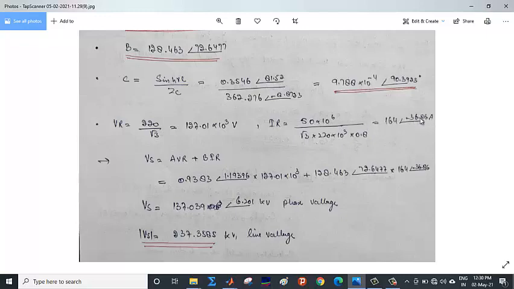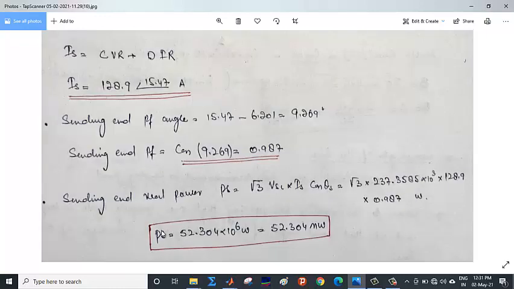It is minus 36.86. So calculating Vs, it is equal to A VR plus B IR. Giving the values of A, VR, B and IR, where this VR has an angle of 0 because we are taking it as reference, this comes out to be equal to 137.039 at an angle of 6.201 kilovolt. This is the phase voltage, and line voltage for Vs, the magnitude is 237.3585 kilovolt. This is the line voltage of the sending end.